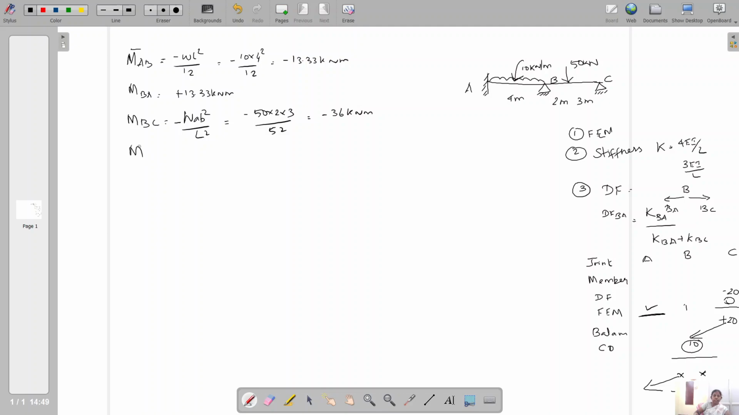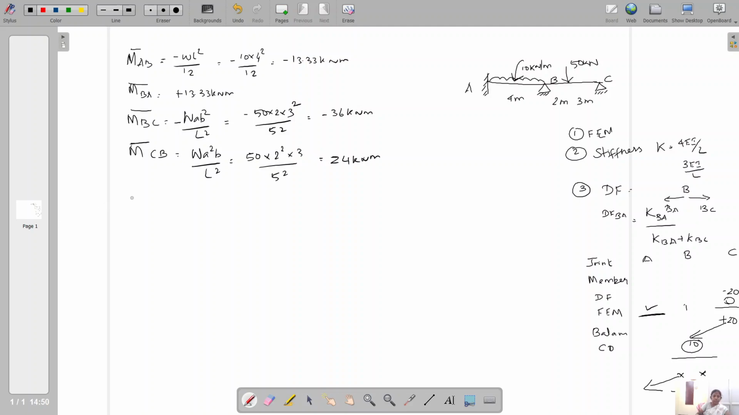And next one, M bar CB. So it is plus W A square B by L square. So that is 50 into 2 square, here it is 3, by 5 square, which is 24 kilonewton meter.